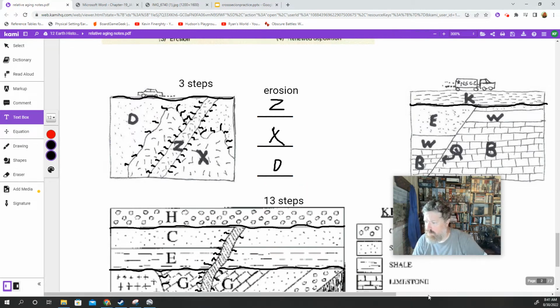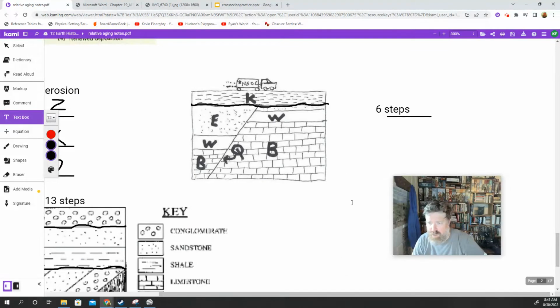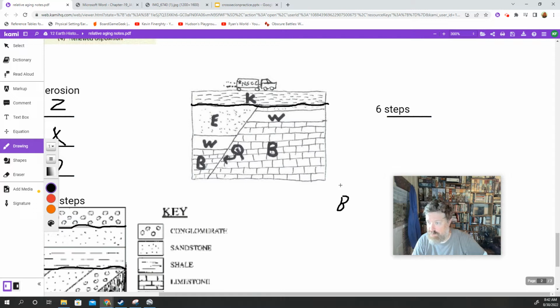Let's pop over here. 6 steps. So what's the oldest? Superposition-wise, we're going to look down towards the bottom. So I'm going to go B is the oldest, working our way up the section. W is on top of that. And I look on top of W, there is something there, just barely. But over on this side of the fault, it's easier to see. On top of W is letter E.